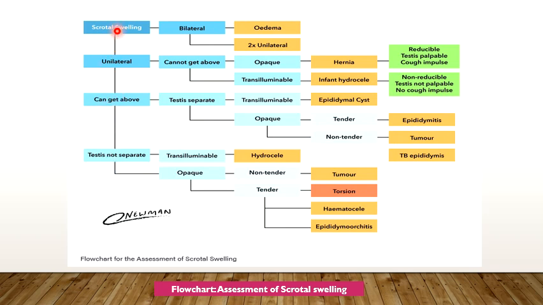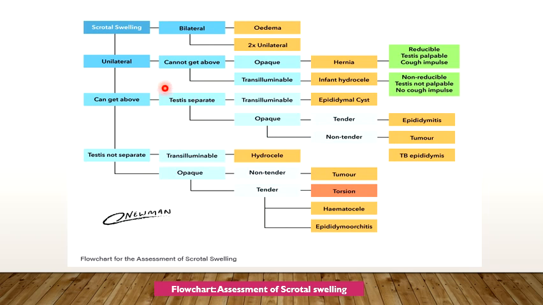Now if it is unilateral and you can get above it, it can be hydrocele. So if it transilluminates, it is epididymal cyst. If it is opaque and it is tender, it is epididymitis, tumor, or some form of TB epididymitis, which used to be a very common condition.